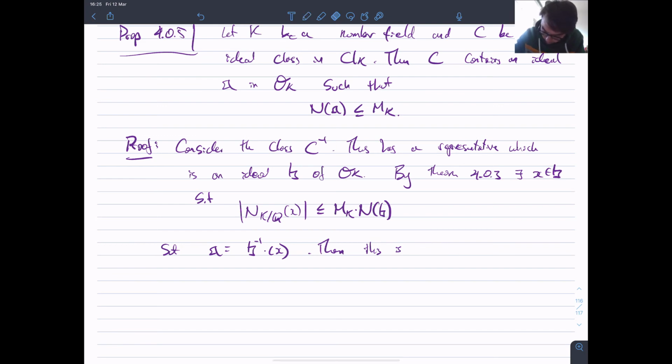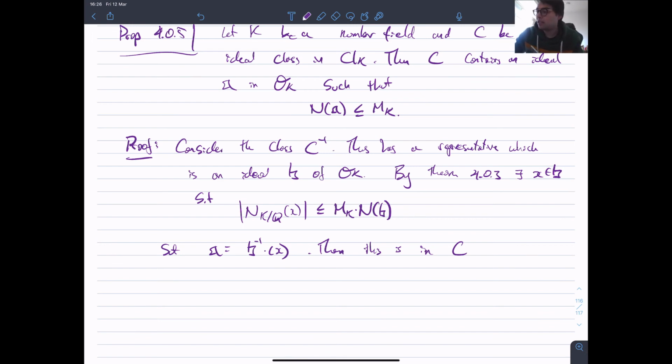This is in the class C, so it's going to be an element of this C. Why? Because B was an element of C inverse, so B inverse is an element of C, and multiplying by the fractional ideal doesn't change what class it's in. So I'm going to set this A to be this thing. So this is some class.